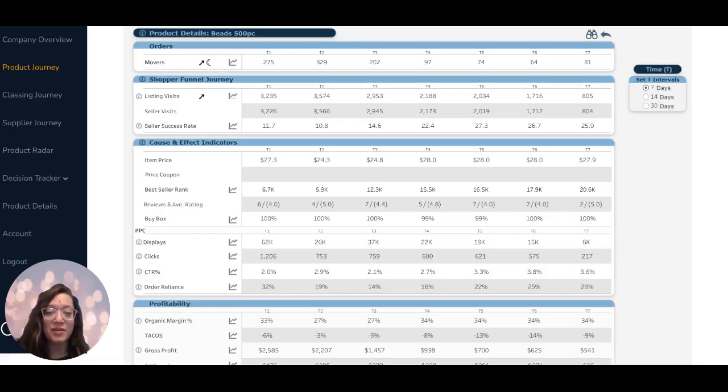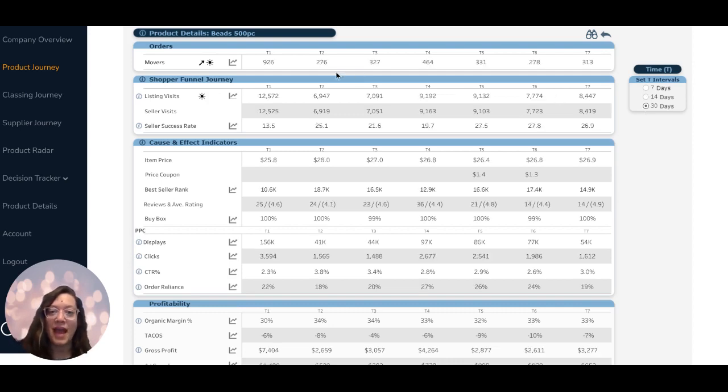You can also change your view here on the time interval filter. If you wish to see further back, you can click the 14-day intervals, and the data will change to reflect that time frame. To go even further back and look at the data on a month-to-month basis, click 30 days, and you'll see that the data has changed.